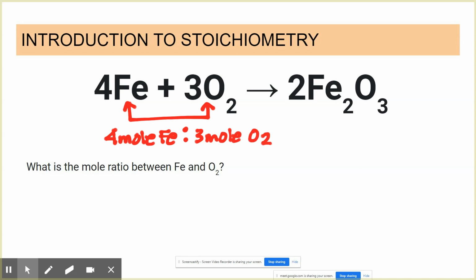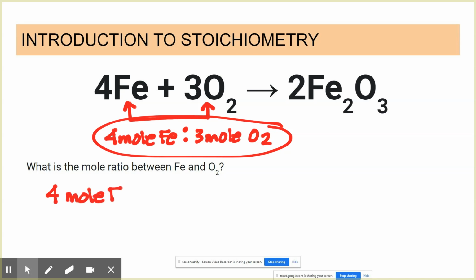This is what you call the mole ratio. So look at the question right here: what is the mole ratio between Fe and O2? We just answered it right here. That's the mole ratio between those two. We can write down the mole ratio in two ways. We can say for every 4 moles of Fe, we would use 3 moles of O2. So this is 4 moles of Fe per 3 moles of O2.